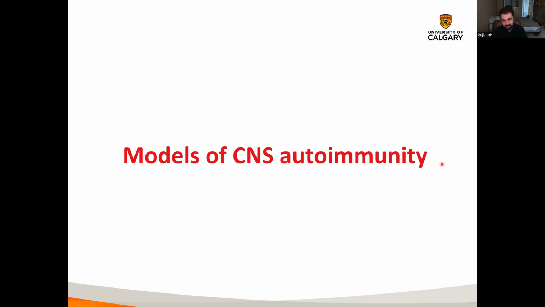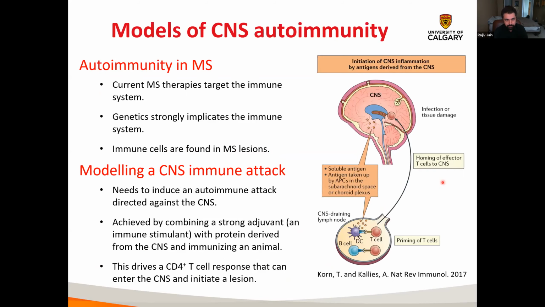And so the first of these animal models that I'm going to talk about are the models of central nervous system autoimmunity. So why do we care about autoimmunity? Well, as we've talked about before in this lecture series, there's a lot of evidence that suggests autoimmunity is a core component of MS. This is supported by the fact that MS therapies currently target the immune system, that genetics strongly implicates the immune system, and that immune cells are found within MS lesions, all of which suggests that autoimmunity has a prominent role in the disease.